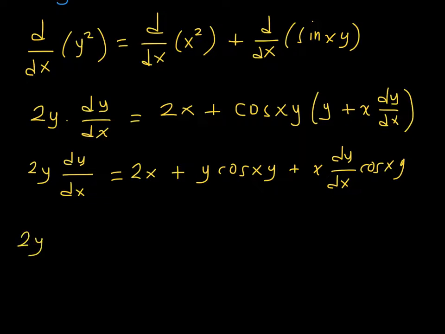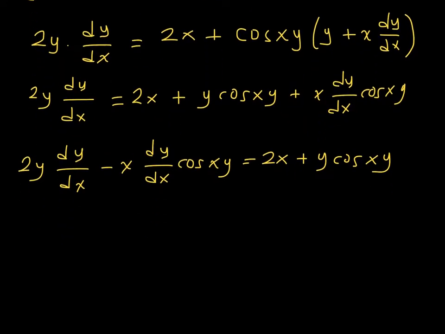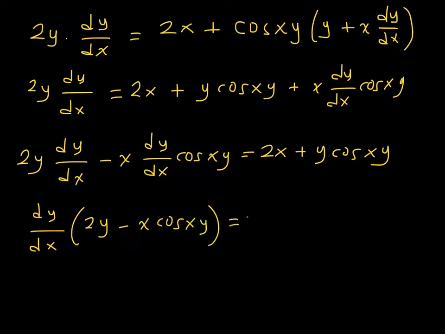So I'm going to have 2y dy/dx, and then minus x dy/dx cosine of xy is equal to 2x plus y times cosine of xy. Next, let's see, maybe factor out dy/dx from this left-hand side. So then dy/dx times 2y minus x times cosine of xy, of course, is equal to the right-hand side.